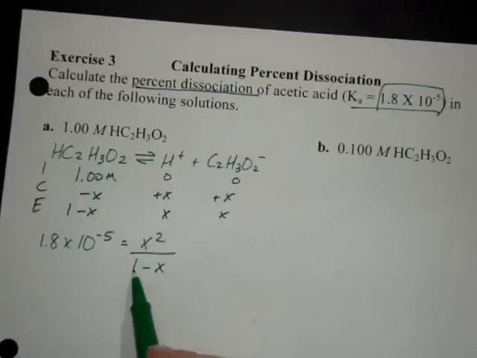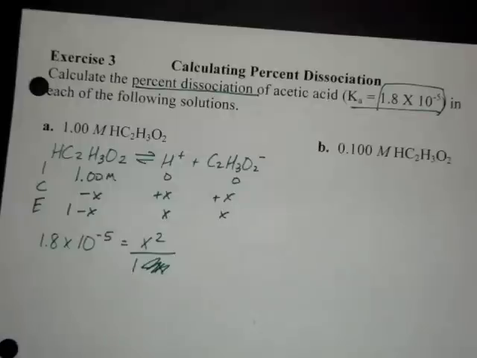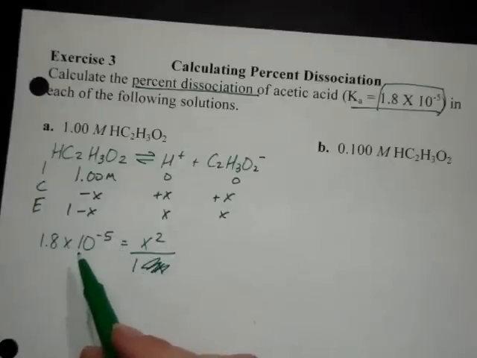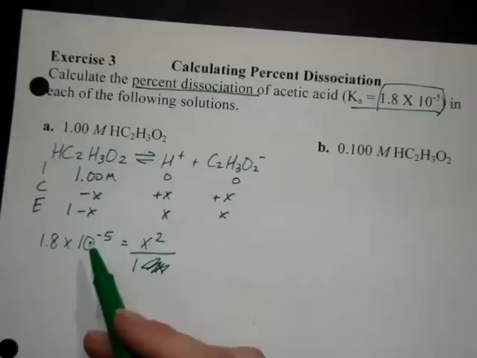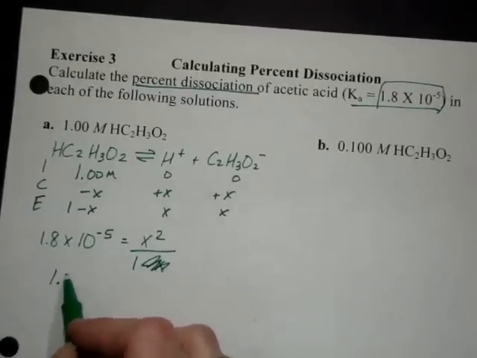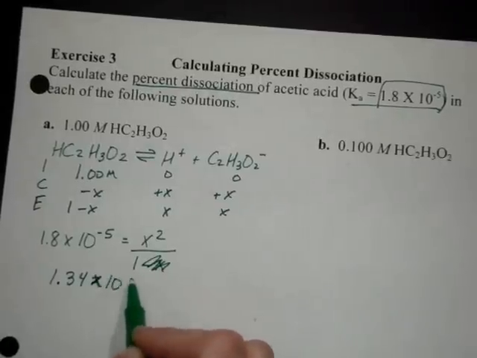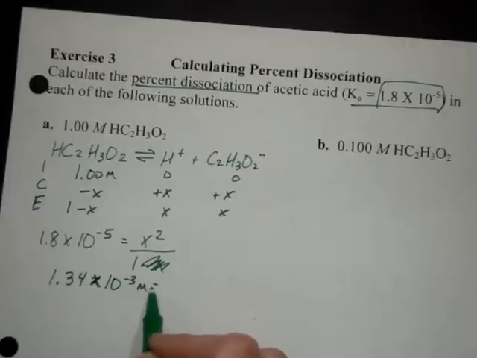Relatively large concentration, relatively small Ka. Let's try canceling it out. In this case, it's as simple as this is multiplied by 1, so it's the square root of the Ka. So that gives me X is 1.34 times 10 to the negative 3.